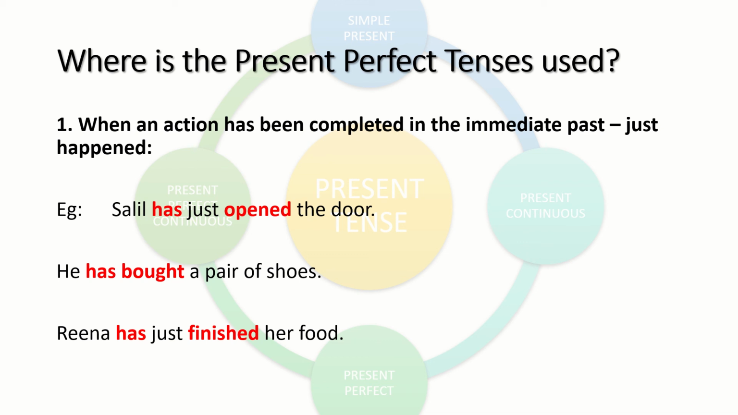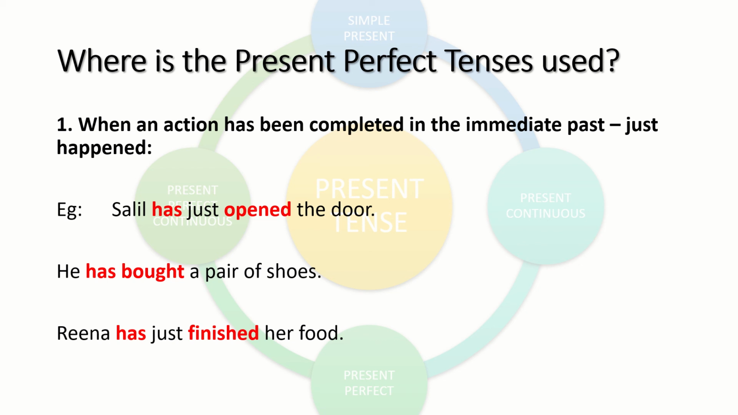The first one is when an action has been completed in the immediate past. That means it has just happened at the moment of speaking. It's already happened, right? But right now, as we are speaking, that action has been completed. Salil has just opened the door. He has bought a pair of shoes. Reena has just finished her food.